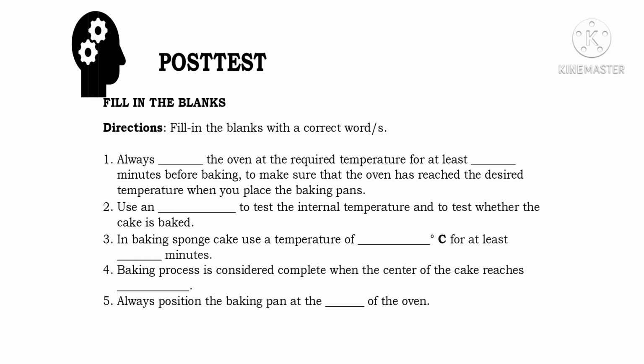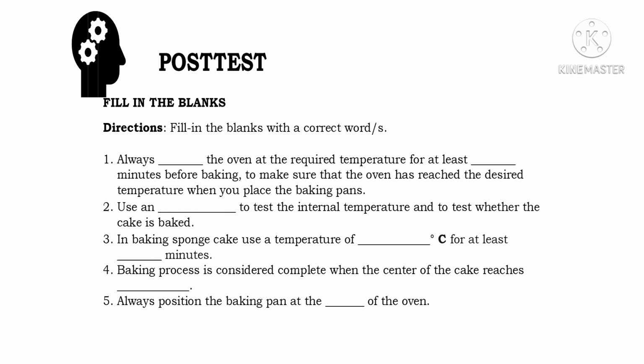And now, it's time to answer the post test. Fill in the blanks. Direction: fill in the blanks with the correct word or words. Number 1. Always blank the oven at the required temperature for at least blank minutes before baking to make sure that the oven has reached the desired temperature when you place the baking pans. Number 2. Use an blank to test the internal temperature and to test whether the cake is baked. Number 3. In baking sponge cake, use a temperature of blank degrees Celsius for at least blank minutes.